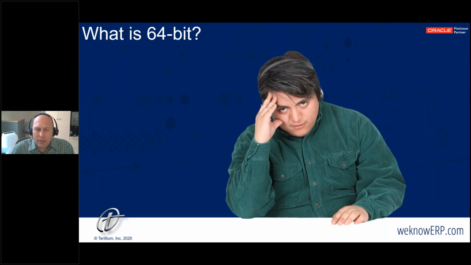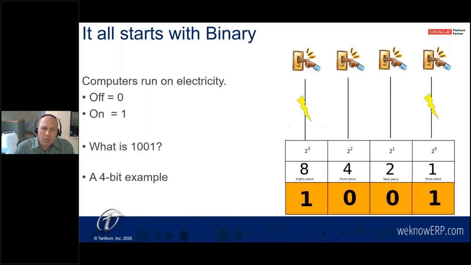So let's start out with the good question: what is 64-bit? Computers work on electricity, and basically electricity can be either on or off. There isn't a lot of representation. You can't have the number A in electricity, but you can represent that in an on-off sequence.